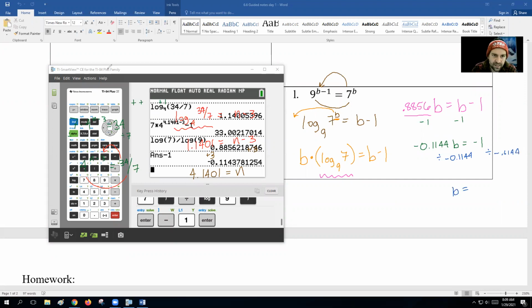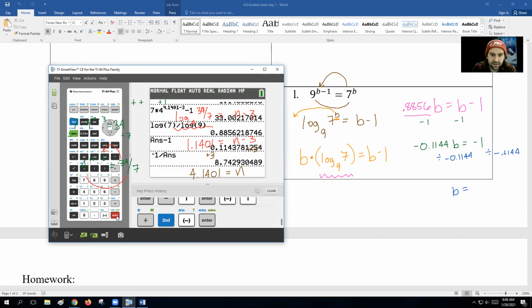So in the calculator, you can kind of cheat here, you can say negative 1 divided by, if I don't want to type that all out, I can do second and the negative symbol, gets us our previous answer from before. And there we go. And so b would be 8.7429.